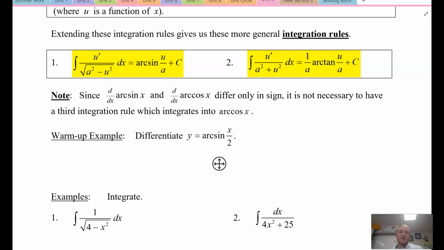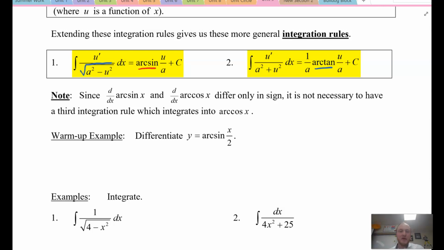Okay, and note, since arcsine and arccosine differ only in sign, it's not necessary to have a third integration rule for arccosine, so that's why we're leaving it out. Now, the main thing that you're going to have to do with integrating these formulas is be able to identify the type of form. Does the problem setup follow the arcsine form, or does it follow the arctan form? The easiest way to identify this is that arcsine will always have a square root in the denominator. Notice the arctan does not, so that's how we know what type of inverse trig function we are integrating.